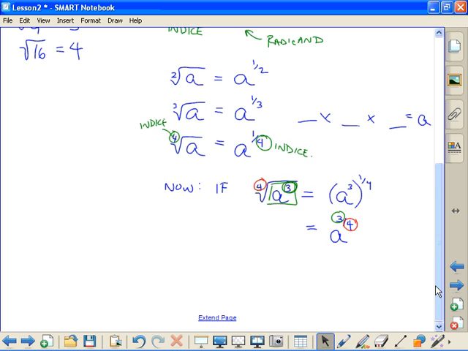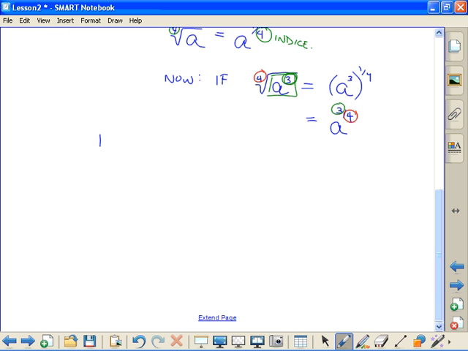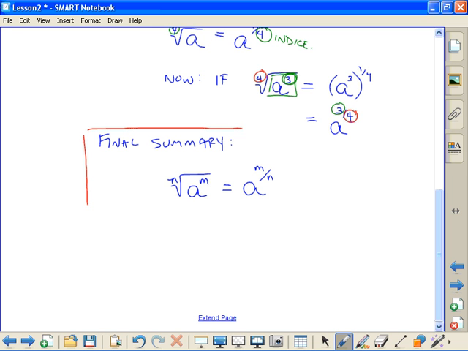So our final summary then, and you probably want this on your cheat sheet, but after you do a bunch of them, you will remember this. If I have some expression with the radical sign, I can transfer it to become the exponent, where m is in the numerator and the indice is in the denominator. So that is your rational exponents taken care of.